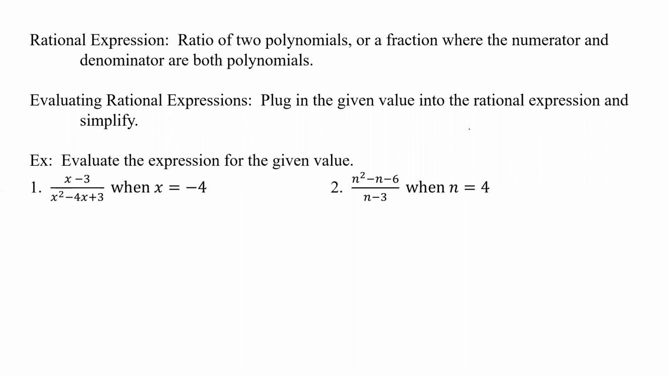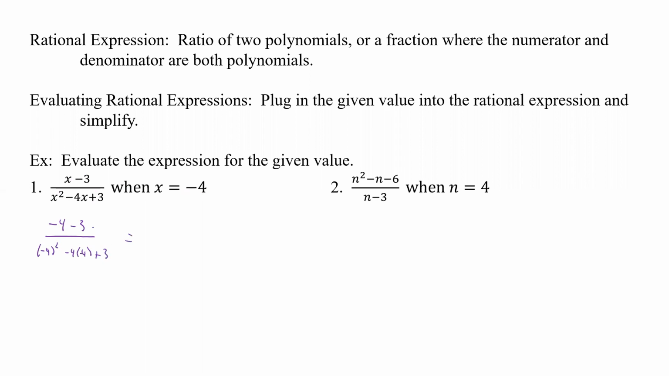Now we can evaluate rational expressions by just plugging in the given value into the rational expression and then simplifying. And here are two examples. They ask us to evaluate the expression for the given value. So we're going to plug this minus 4 in place of x in this rational expression. When we do that, we're going to have a minus 4 minus 3 over minus 4 squared, minus 4 times 4, minus 4, and then plus 3.